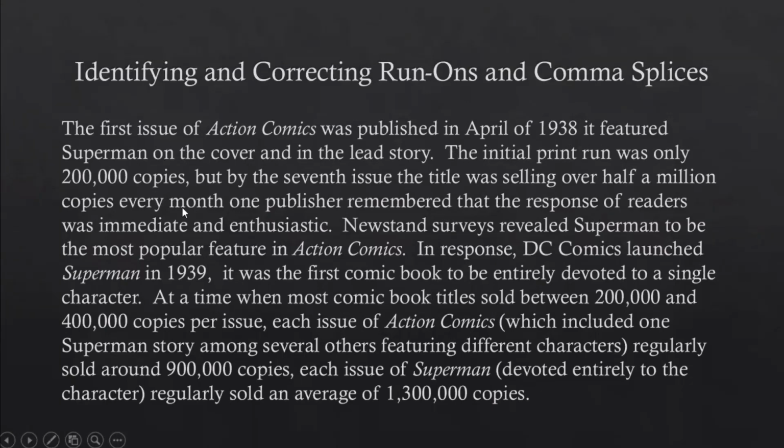"The initial run was only 200,000 copies, but by the 7th issue, the title was selling over 500,000 copies. Every month, one publisher remembered the response of readers was immediate and enthusiastic." So that's another run-on. This comma is fine. The initial print run was only 200,000 copies, comma, but, so there's a conjunction, so that means it's okay. By the 7th issue, the title was selling over 500,000 copies every month. One publisher remembered that. That's a new thought, that's a new sentence. So again, you want a period there. Make a new sentence.